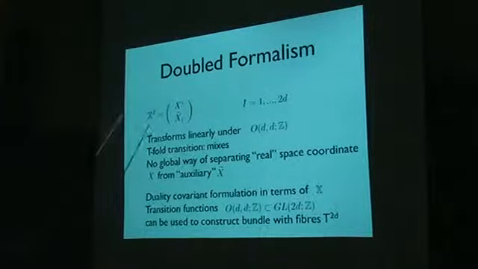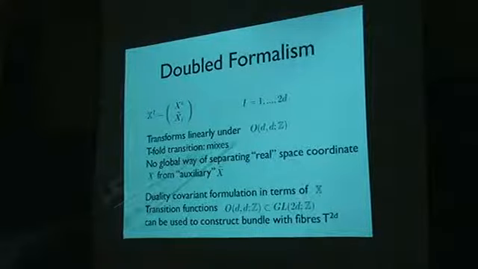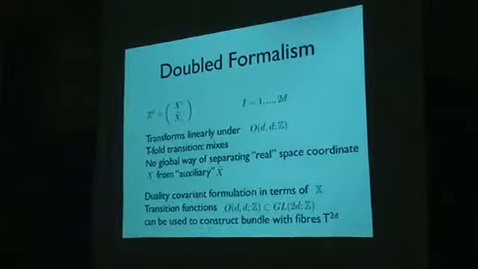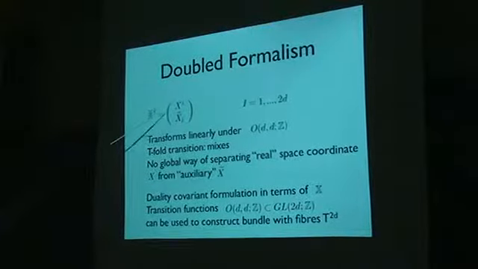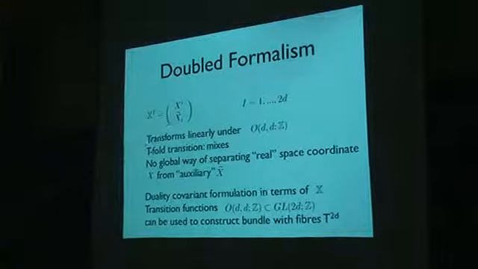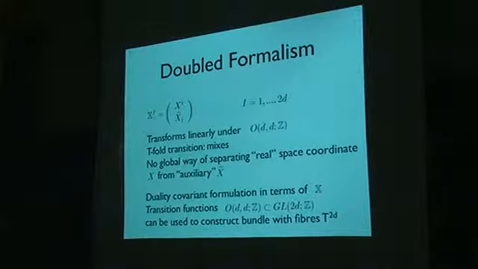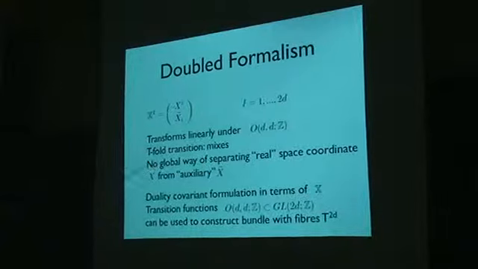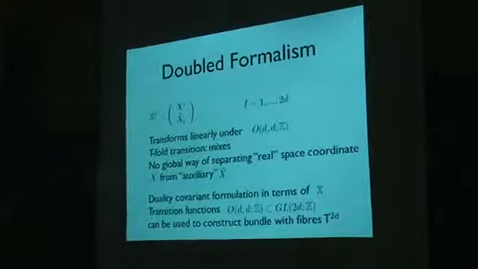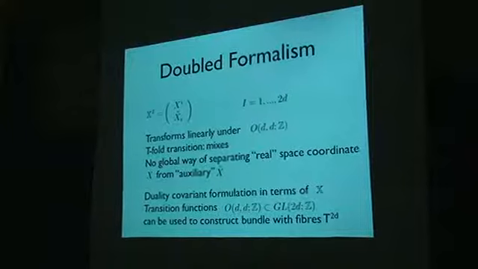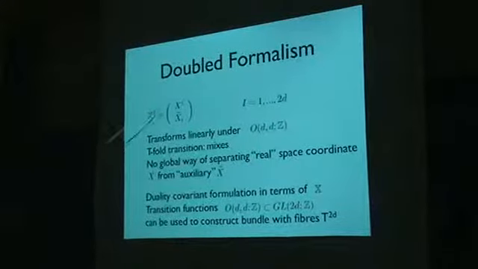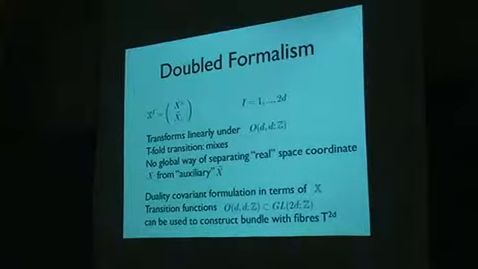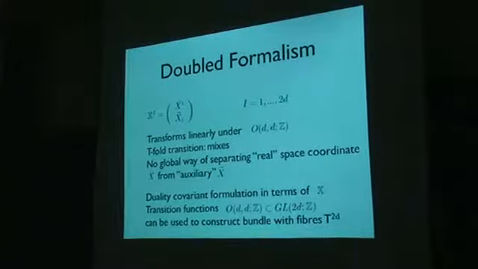So these coordinates will transform linearly under O(D,D;Z). These are just double coordinates on the torus fibers. And a T-fold transition would mix these two together, so that if there's a non-trivial T-fold, then it could be a setup where there's no global way of separating the real space-time x from the auxiliary space coordinates x tilde. And in that case, there'd be a topological mixing between the two, which one couldn't undo. And that typically is what happens in T-folds.